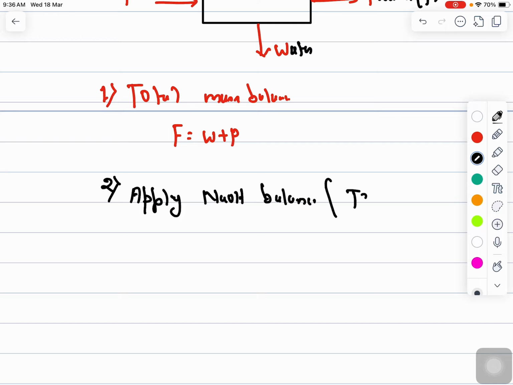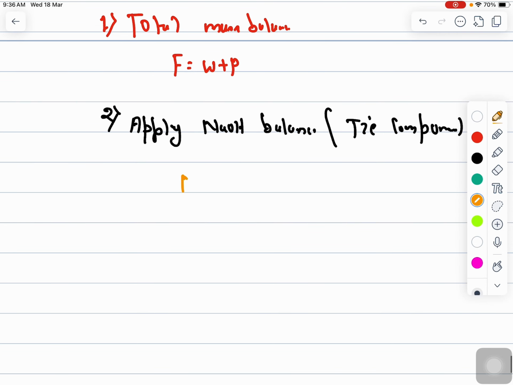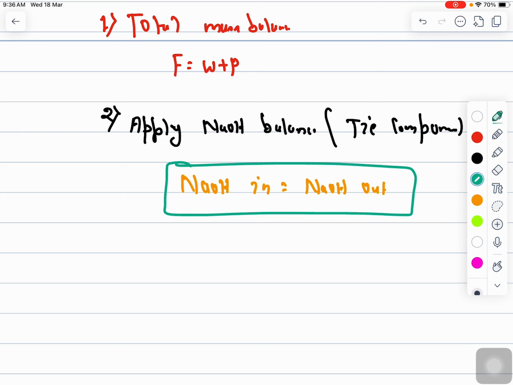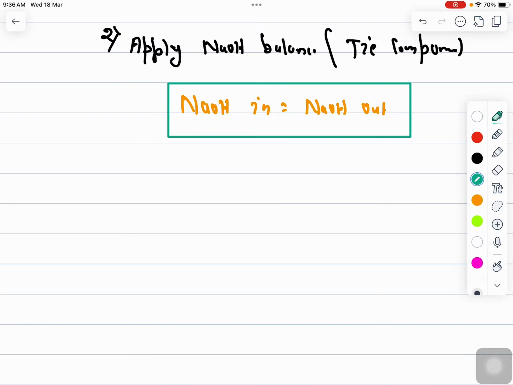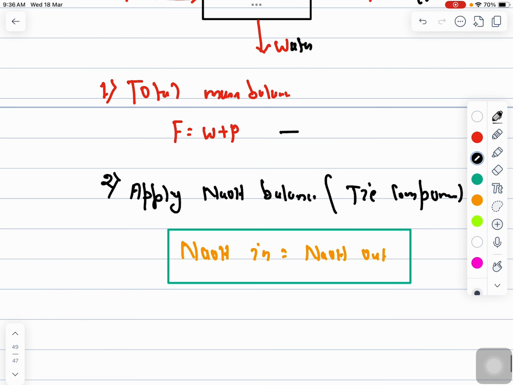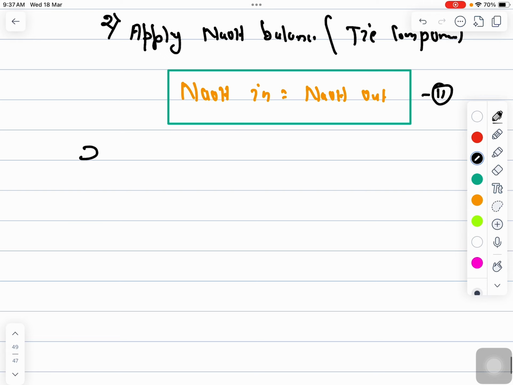and here NaOH is called the tie component, right? If you remember my last lecture, there I discussed the tie component. So I can write sodium hydroxide in equals sodium hydroxide out. Sodium hydroxide in equals sodium hydroxide out, right? So here you can see there is equation first, there is equation second, right?